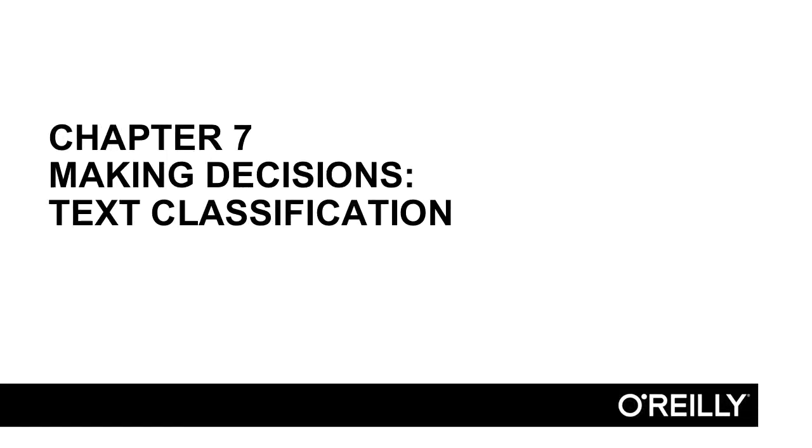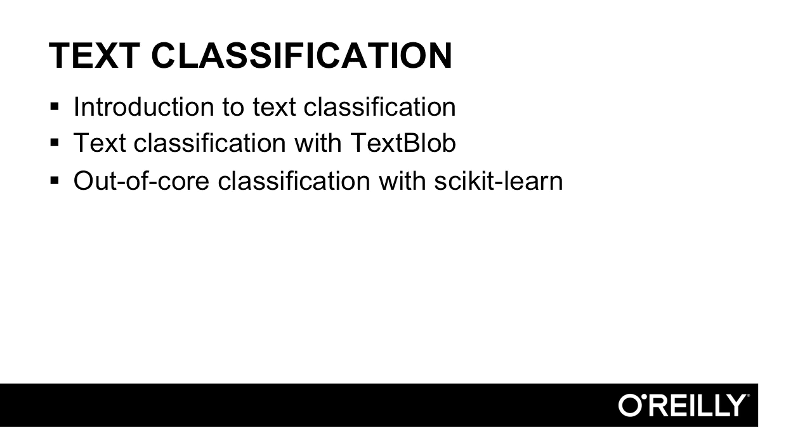So in this chapter, we're going to look at making decisions using text classification. This chapter is broken into 3 videos. So we're going to do an introduction to text classification in this video. In the next video, we're going to do text classification with TextBlob, get hands-on. And in the final video of this chapter, we're going to do out-of-core classification with scikit-learn.